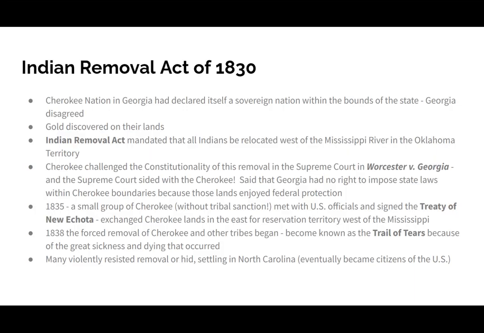And this becomes known as the Trail of Tears because of the sickness and dying that occurred along the way. At least 4,000 Cherokee died, and many others. A lot of people violently resisted the removal or hid. Some settled in North Carolina and eventually became citizens of the United States. But this is one of the most egregious acts of the U.S. government against this sovereign people, although their sovereignty at the time was not recognized.